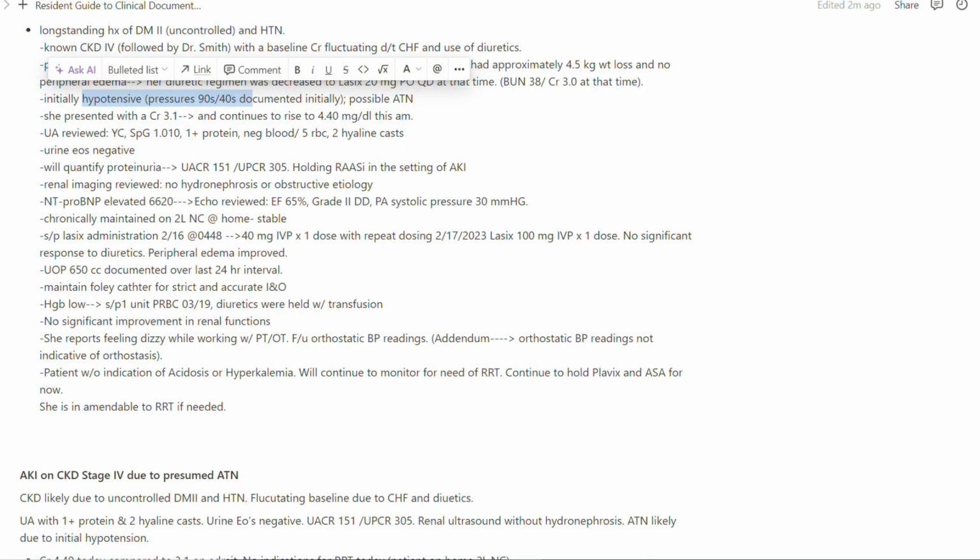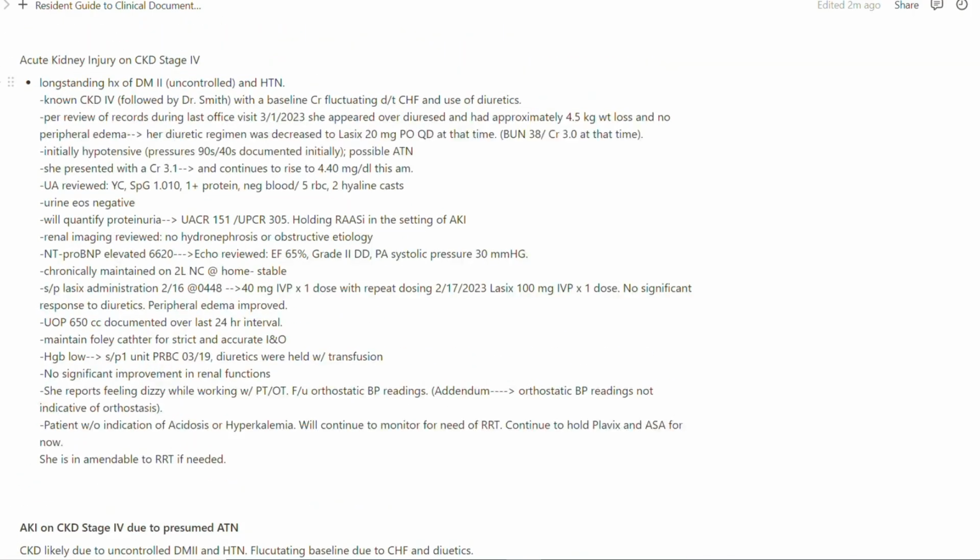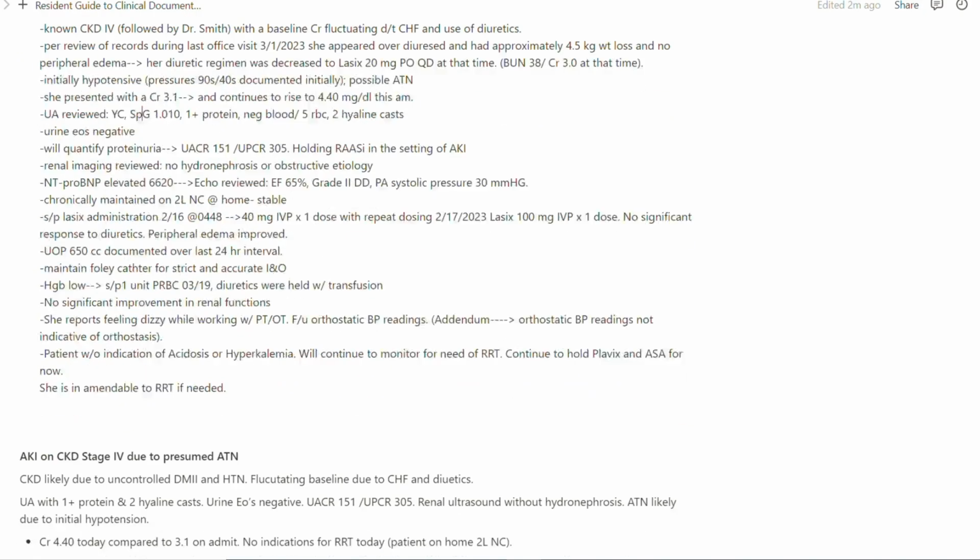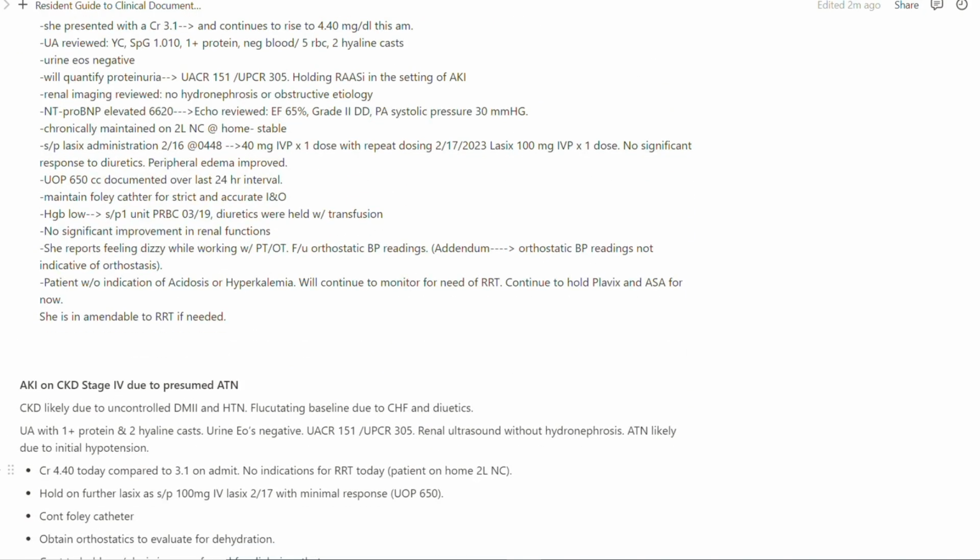Where are we? So I moved this here. I'm going to get to this later, but I have ATN likely due to initial hypotension. So they presented with a creatinine of 3.1, which continues to rise to 4.4. Again, this is lost. I'm impressed if they are updating this every day, because it is very lost in the mix here. So I'm going to move this to be the first bullet point: creatinine 4.4 today compared to 3.1 on admit. So now I know every day, first line right here, I'm going to update the creatinine so it's not going to get lost in the mix.